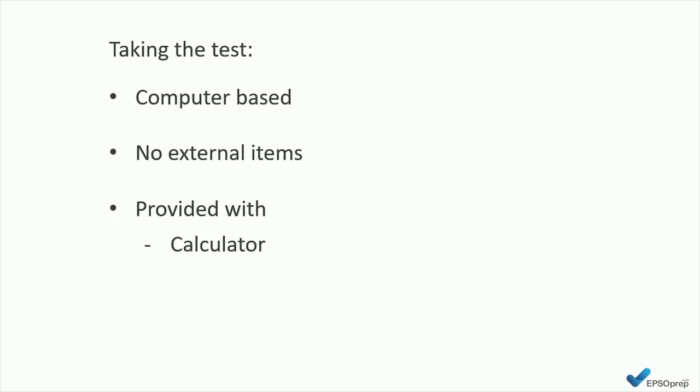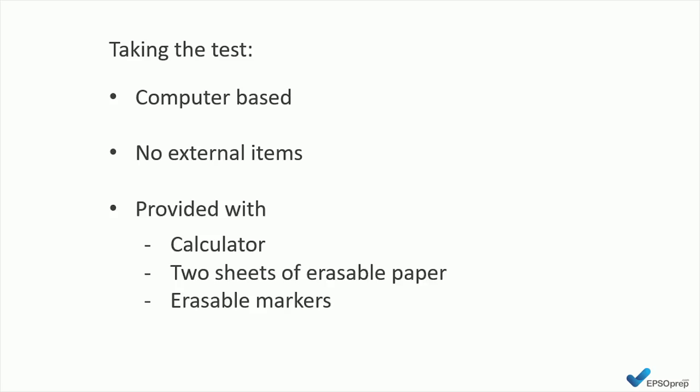So that's what an individual question looks like. What about the overall test? When you take a numerical reasoning test, you'll do it on a computer. The questions will be displayed on the screen, and you will select all your answers on the computer. You're not allowed to bring anything in that will help you, but you do get provided with some things. You're given a calculator, 2 sheets of erasable paper, and some erasable markers with which to write on that erasable paper.